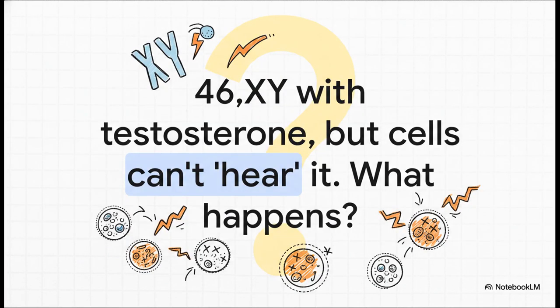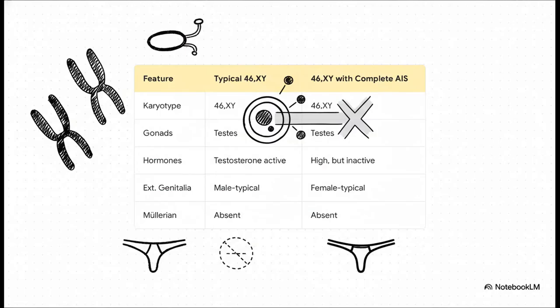Okay, now let's flip the script for a second. Let's look at another scenario. What if the genetic blueprint is 46XY? The testes develop just fine, and the body is pumping out plenty of testosterone. But what if the cells of the body are completely deaf to that message? What happens then? This table lays out exactly what happens in a condition called complete androgen insensitivity syndrome, or AIS.